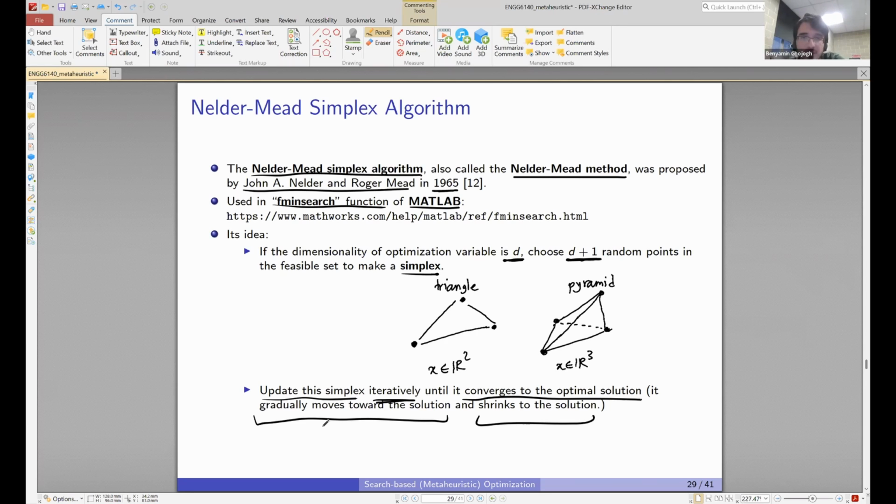As it is using a simplex, it's called the Nelder-Mead Simplex method. But you shouldn't confuse it with the simplex algorithm for solving linear optimization, which we discussed initially in the course. That's different. That was for linear programming. This is not equivalent to that. This is a metaheuristic optimization algorithm. Okay.